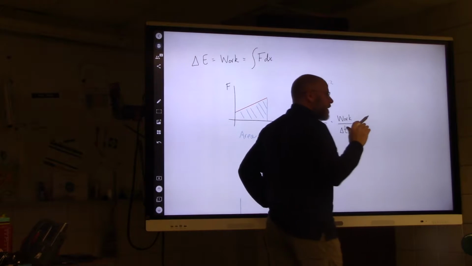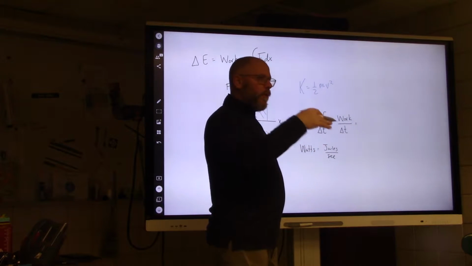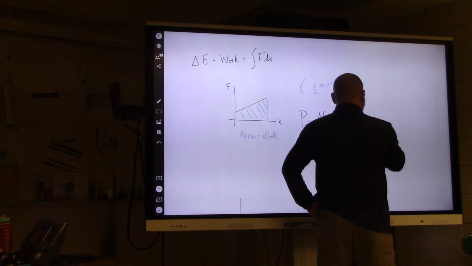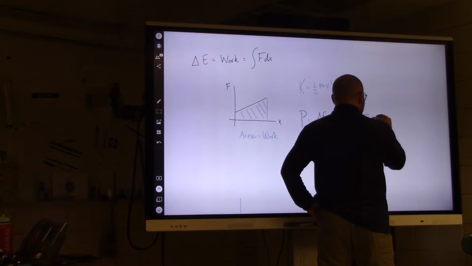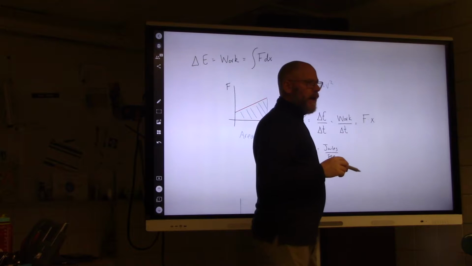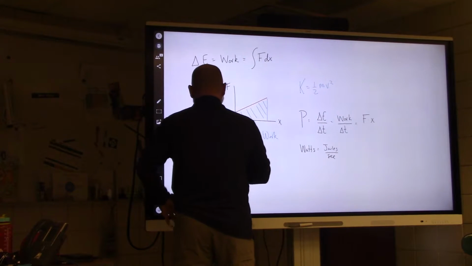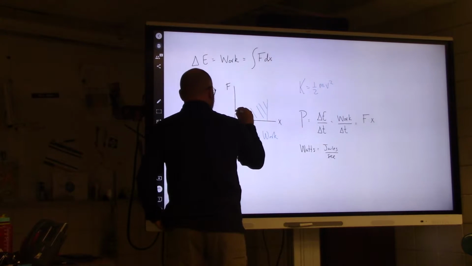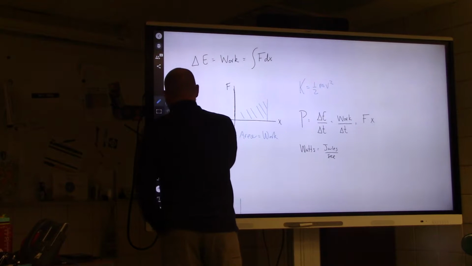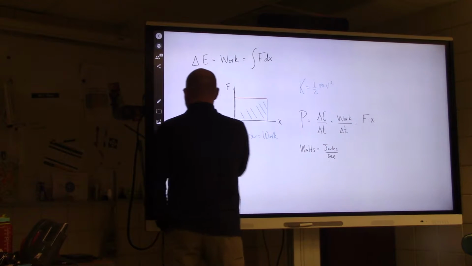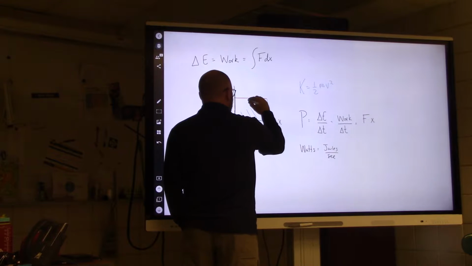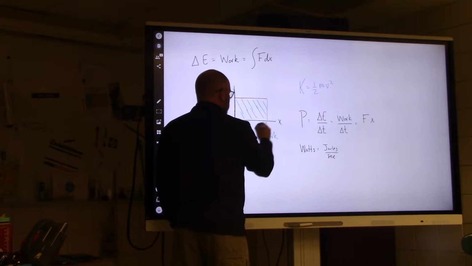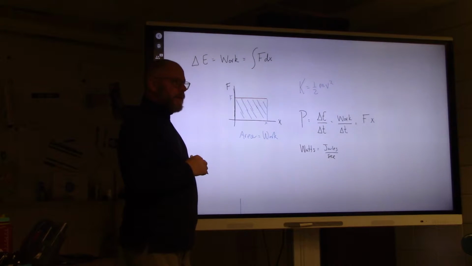And if your force is constant, okay? If your force is constant, then we can say the work is the force that you applied times the distance that you moved while it was being applied, right? If I go back to this, if my force were constant, what would this look like? What's the area of that rectangle? It's just Fx, right? Does that make sense?